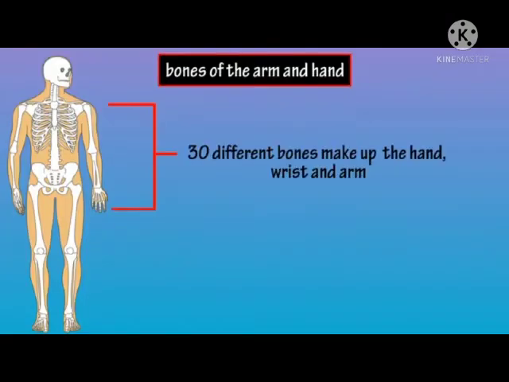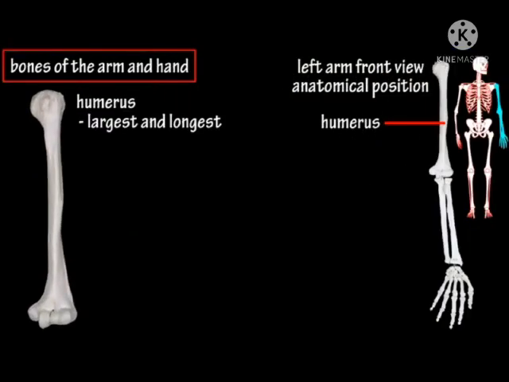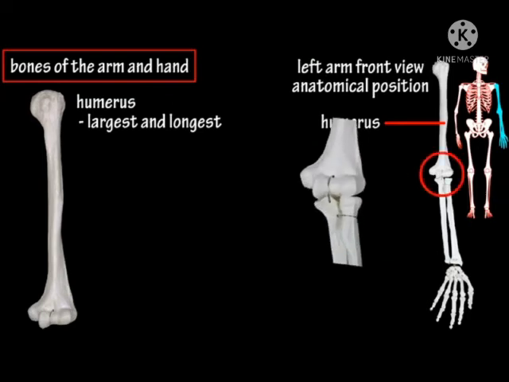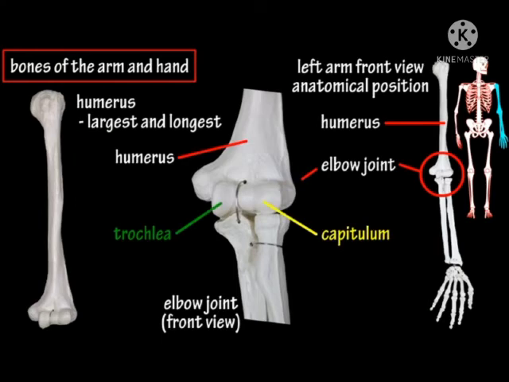The upper limb, or arm and hand, contains 30 different bones. The humerus is the largest and longest bone of the upper limb, and it makes up the upper portion of your arm. At the elbow joint, it has 2 curved surfaces. Looking at the skeleton from the front, or anterior view, when the skeleton is standing in the anatomical position, face and feet forward and palms facing forward, the outer or lateral curved surface is called the capitulum, and the inner or medial curved surface is called the trochlea. The capitulum articulates, or forms a joint, with the radius bone, and the trochlea articulates with the ulna bone.